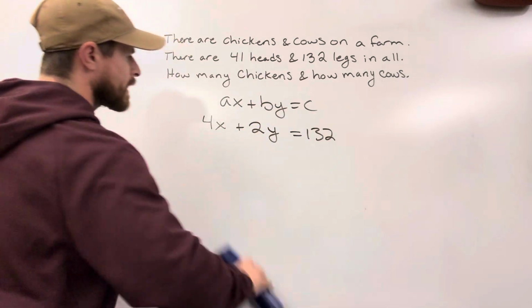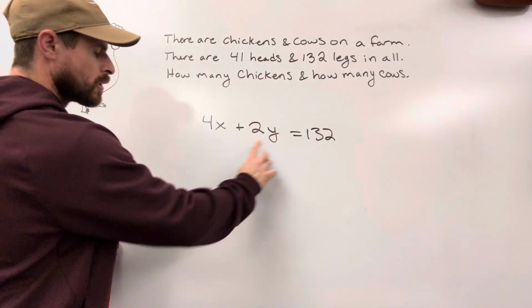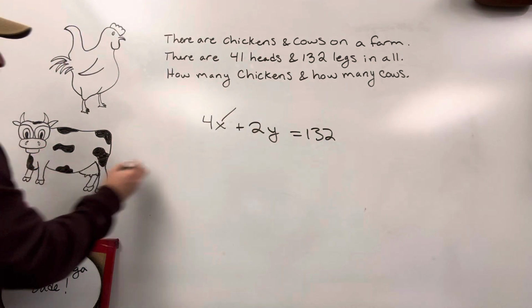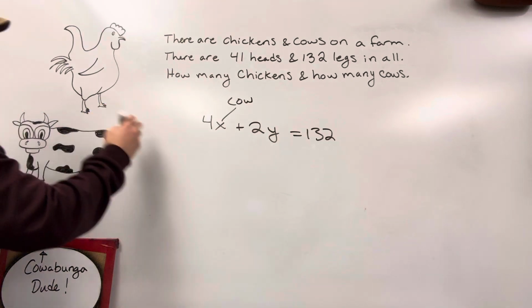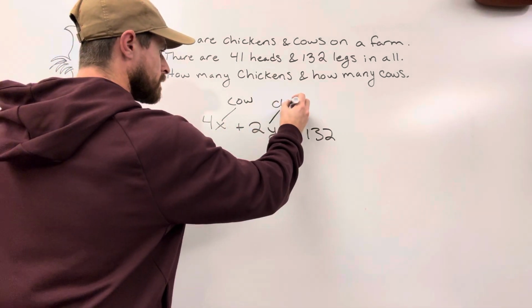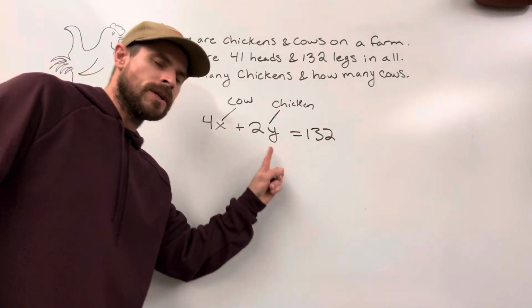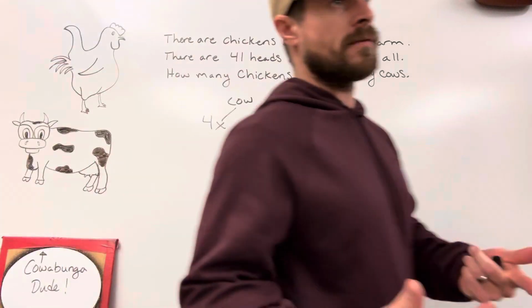Now, what I would recommend you do is label your variables early in your problem. If we put a 4 on x, we're talking about the cow. If I put a 2 on y, I'm talking about the chicken. Okay, so now we know what x is representing, we know what y is representing, but we need one more equation before we can get going in solving this.